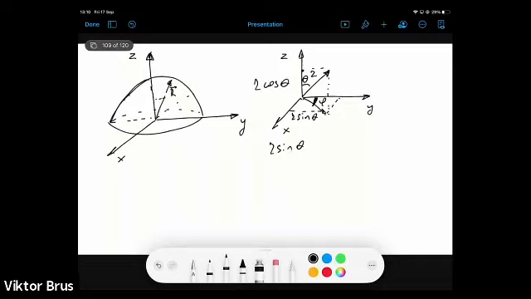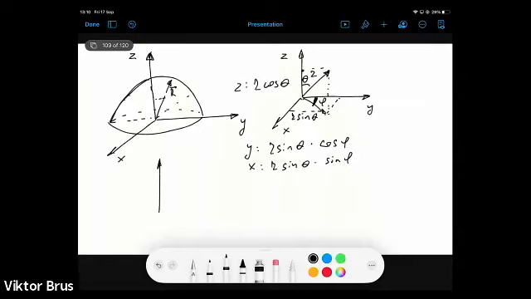R sinus theta times cosinus phi for the y axis, and for z, this is for y, this is for z, this is for x, we will get r sinus theta times sinus phi. So that's how we go from linear system of coordinates to spherical system of coordinates.